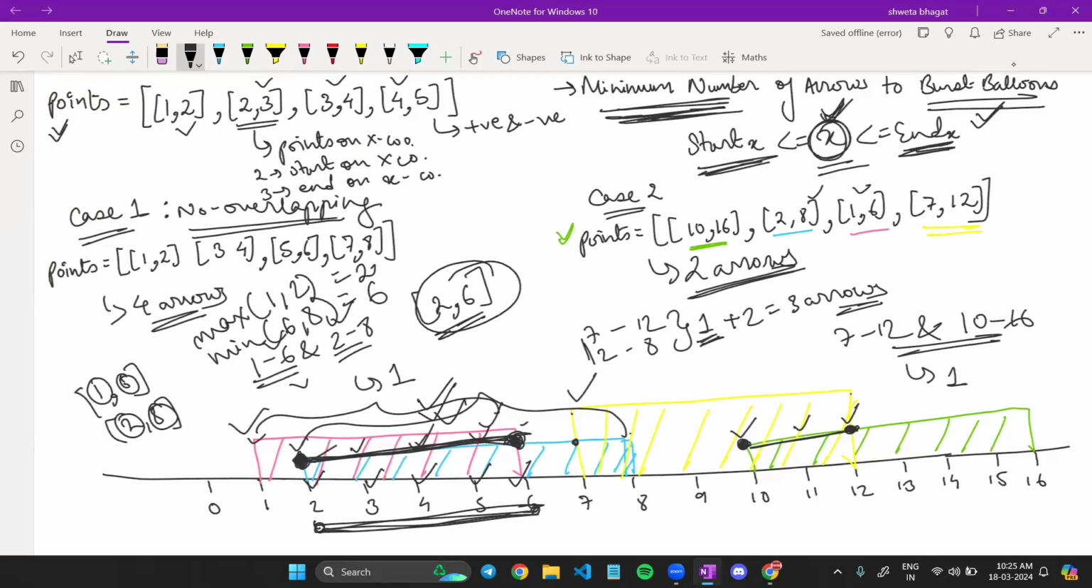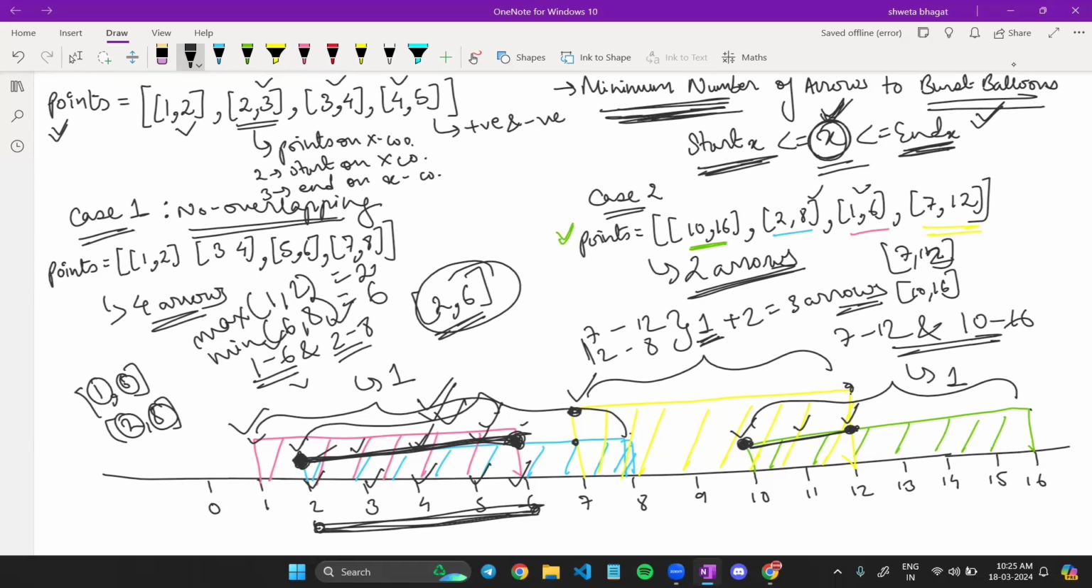Similarly, over here we are using only one arrow to burst this balloon and this balloon, correct? Now, in which interval should we shoot in order to burst both of these balloons? So what is the interval for the first balloon? The first balloon is from 7 to 12, correct? And what is the interval for the second balloon? It's from 10 to 16.